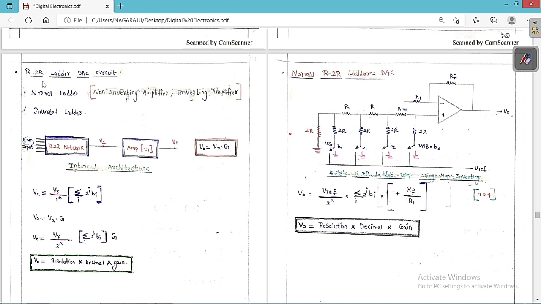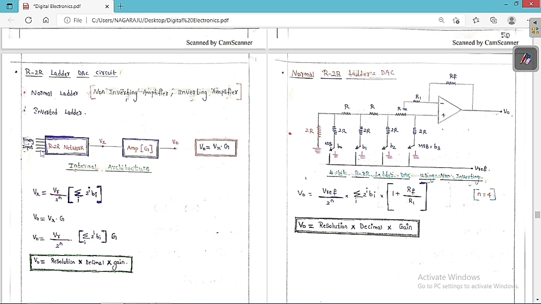Just now we have seen the R2R ladder DAC, but we only gave some general expression. We have already told you Vx is equal to V reference by 2 to the power of n into the decimal equivalent of the binary input. Now this is a somewhat deeper analysis of this R2R ladder type DAC circuit. The first case is called the normal ladder, designed with the help of a non-inverting amplifier, and the next one is called the inverted ladder, designed with an inverting amplifier. These two things we are going to study.